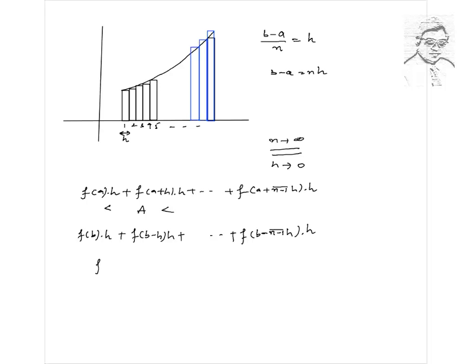So, f of a plus rh, f of a plus r into h, where r goes from 0 to n minus 1, is less than the area, is less than. Now you can read it from this side also. What is this? a plus h.